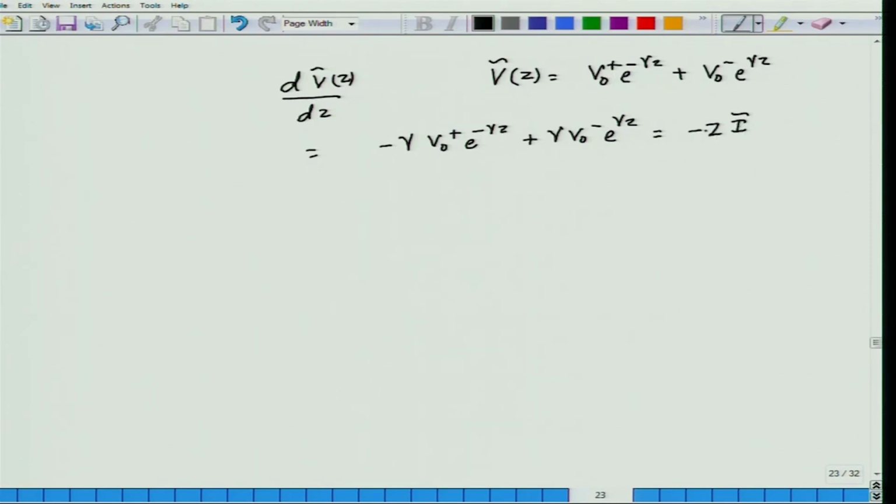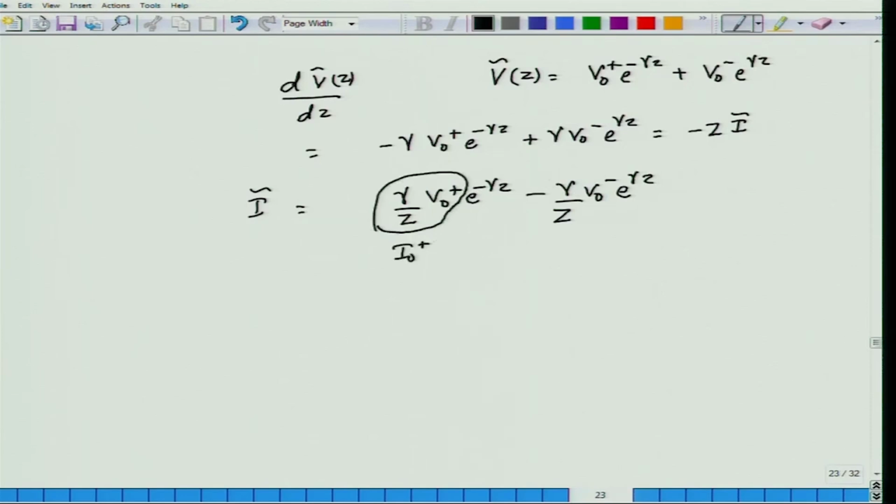I can write by taking Z onto the left hand side and rearranging the equation, I equal to minus gamma divided by minus Z. So, the minus and minus signs cancel with each other, giving you gamma by Z, V0 plus e power minus gamma z, and then minus gamma by Z, V0 minus e power gamma z. I can consider this as the amplitude I0 plus, and this as the amplitude I0 minus, okay, and then take the ratio of V0 plus to I0 plus. This ratio turns out to be Z by gamma.